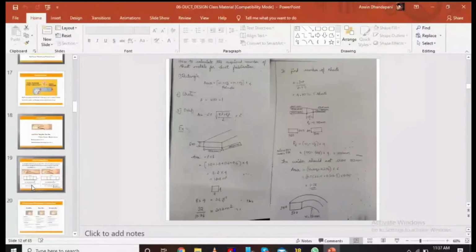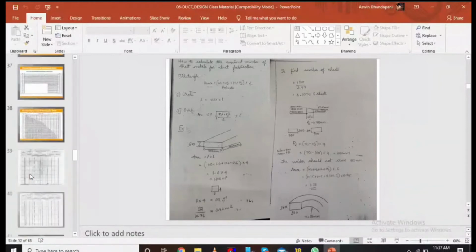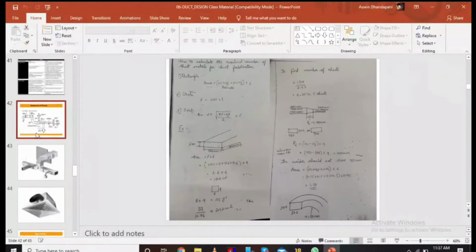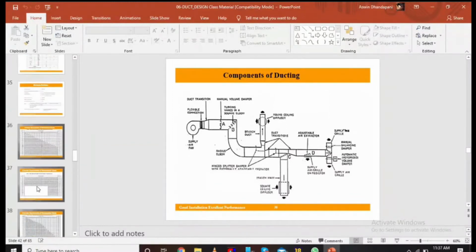There is a topic, sir. Air distribution system components, I think it will be coming somewhere here. Components of ducting here, air distribution components. Oh, you are seeing from the syllabus link.